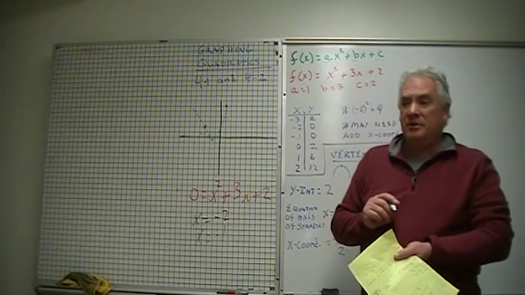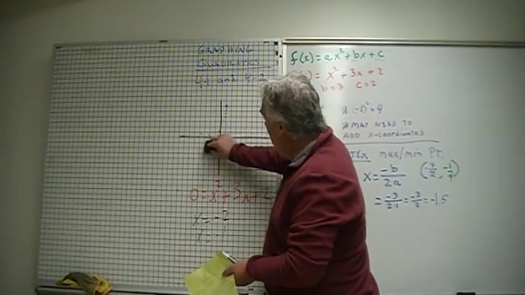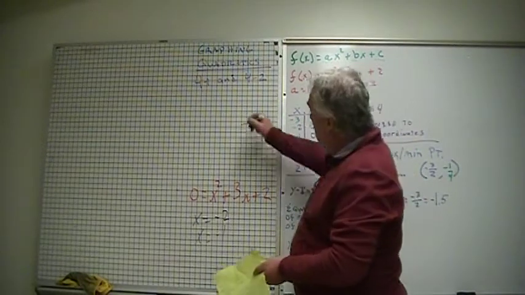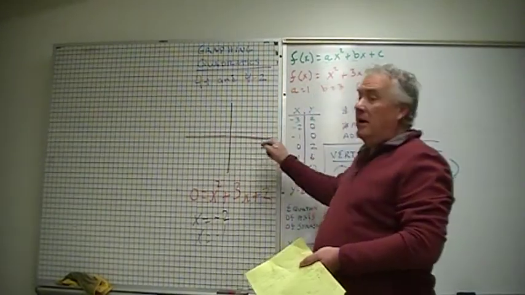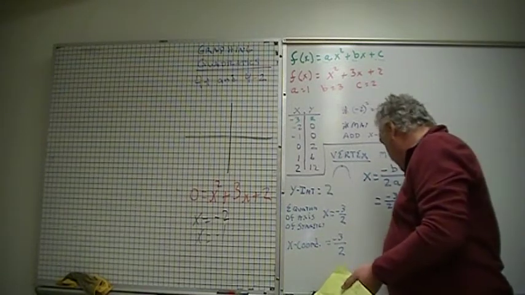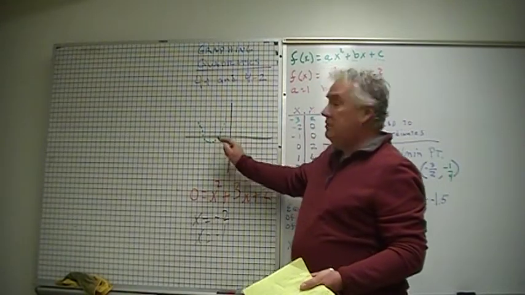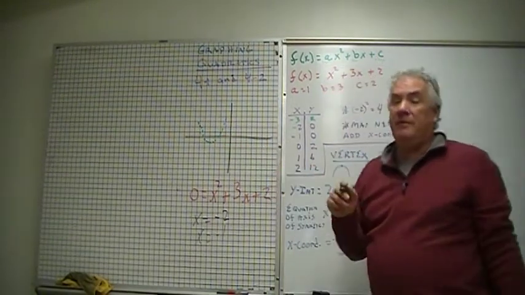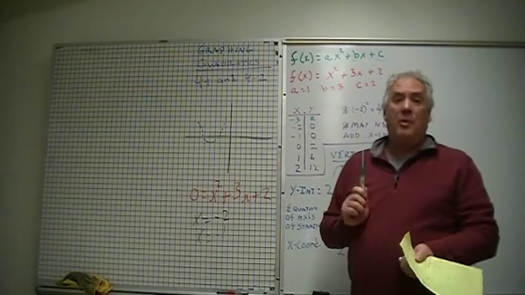Now I have one last thing to share with you. And I'm going to erase this part right here. There are three possible types of solutions. The one that we just did has two solutions, meaning the parabola crosses the x-axis at two different spots. That is typically what happens. And it's two real solutions.